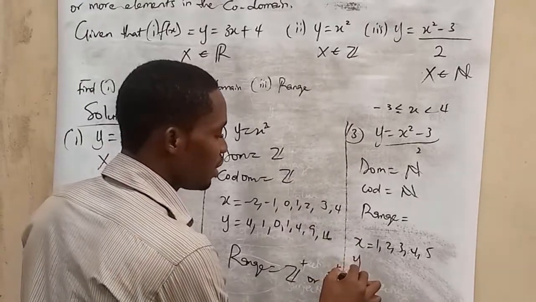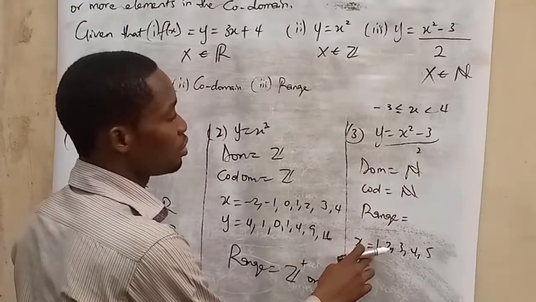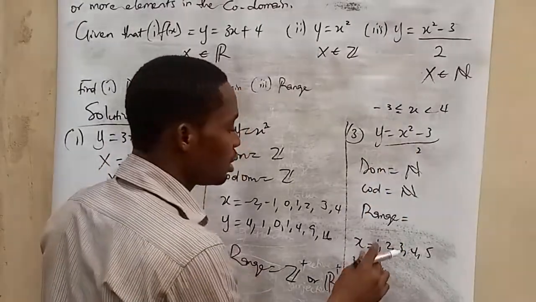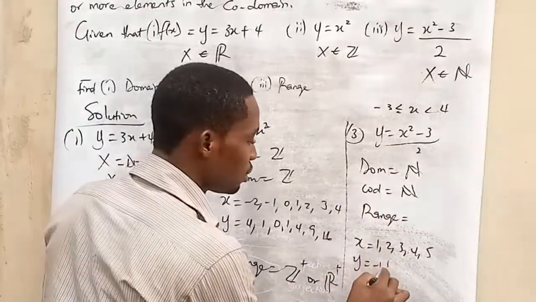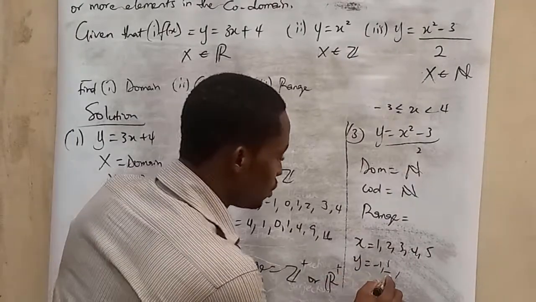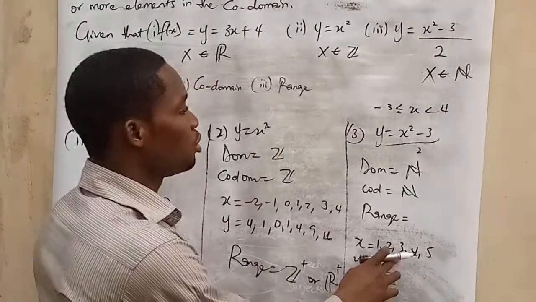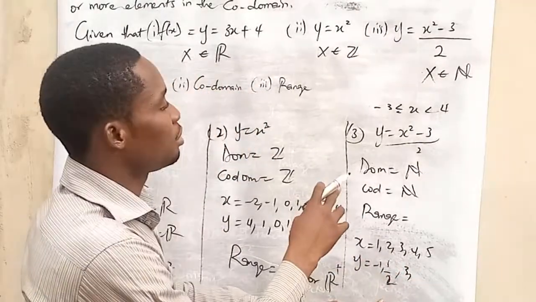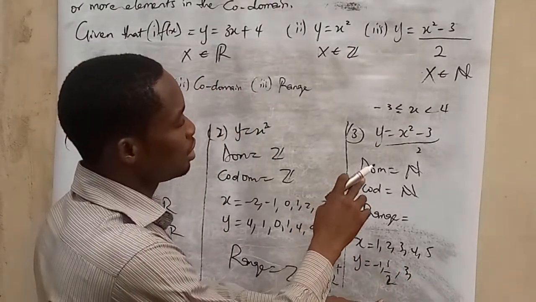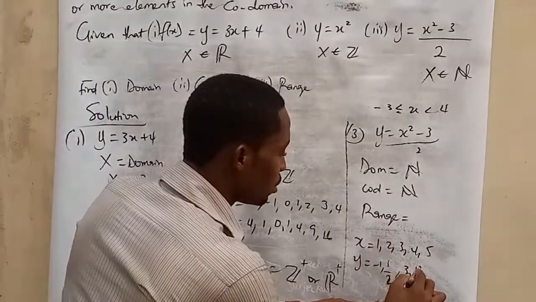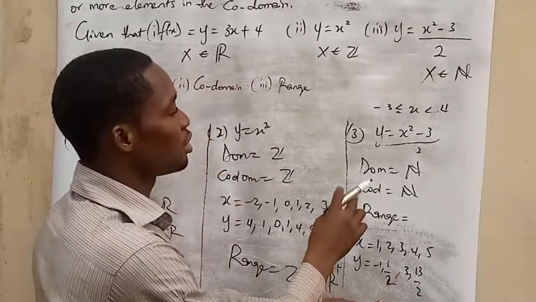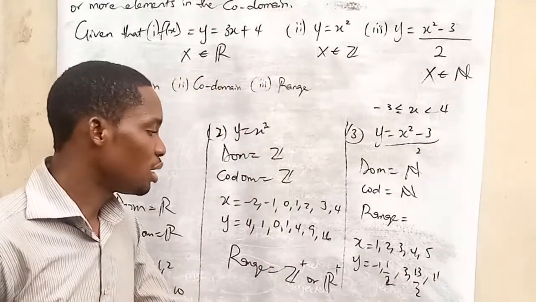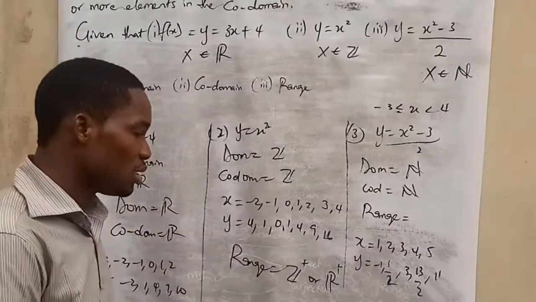For my first value of y, when x equals 1, I add 1 minus 3, that's minus 2 over 2, which is minus 1. For 2, that's 4 minus 3, that's 1 over 2. If I put 3 here, that becomes 9 minus 3, that's 6 over 2, which is 3. If I put 4 there, that becomes 16 minus 3, that's 13 over 2. If I put 5 there, that becomes 25 minus 3, that's 22 over 2, which is 11.